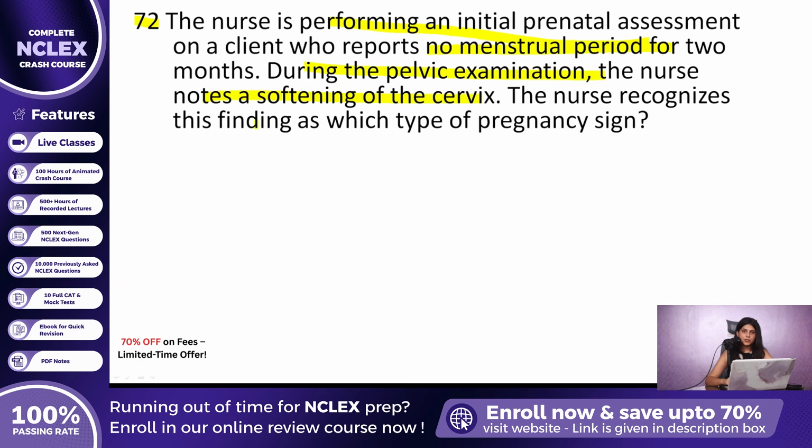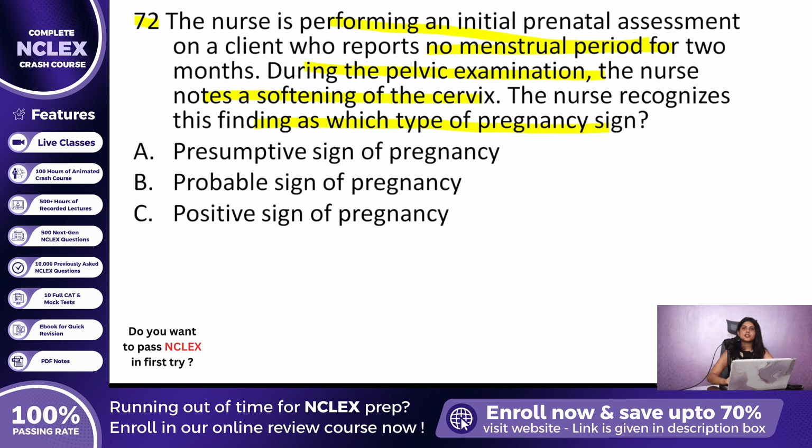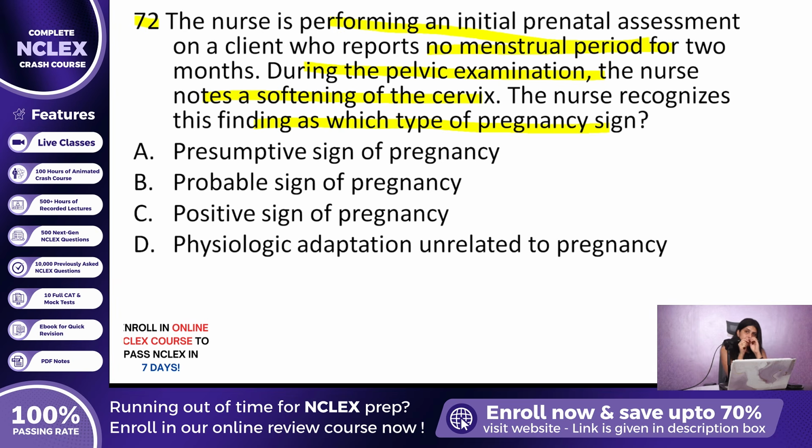Here are the options. A. Presumptive sign of pregnancy. B. Probable sign of pregnancy. C. Positive sign of pregnancy. D. Physiologic adaptation unrelated to pregnancy. Correct answer is probable sign of pregnancy.